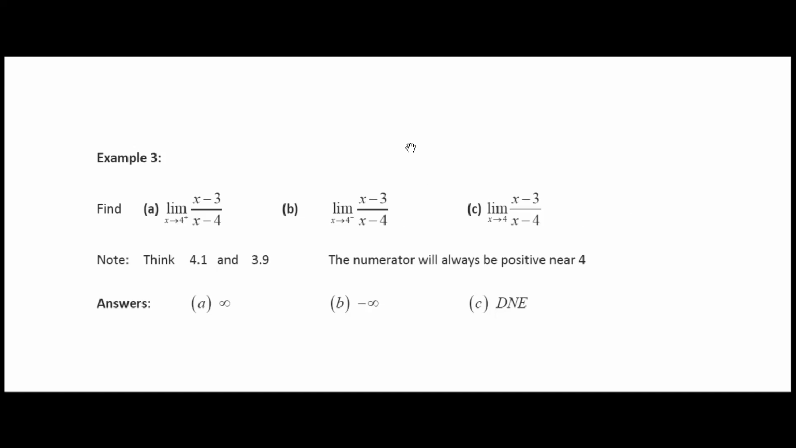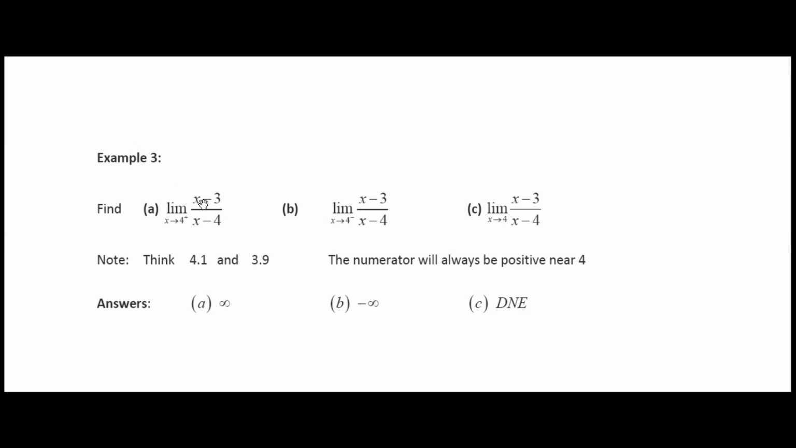Let's look at example 3, where we're going towards a different number this time, but also the numerator is not the number 1. So we're approaching 4 from the right. From the right, we're going to use 4.1, and from the left, we're going to use 3.9 as our test values.